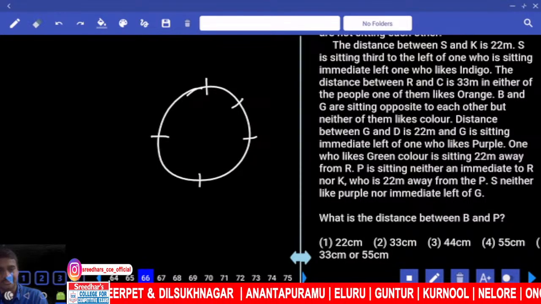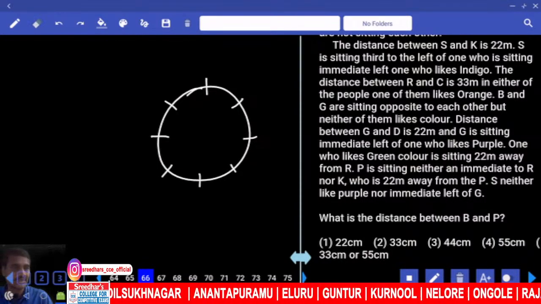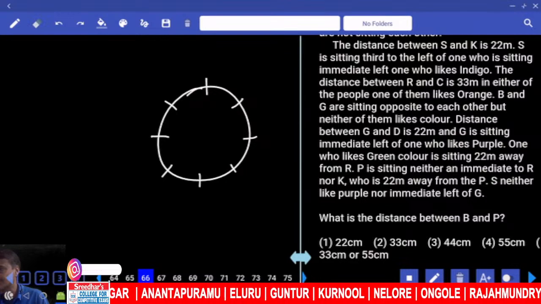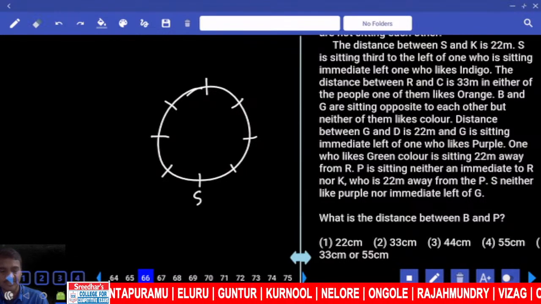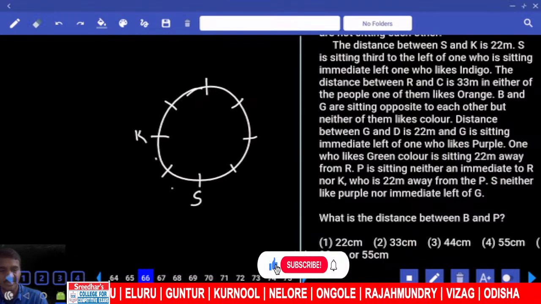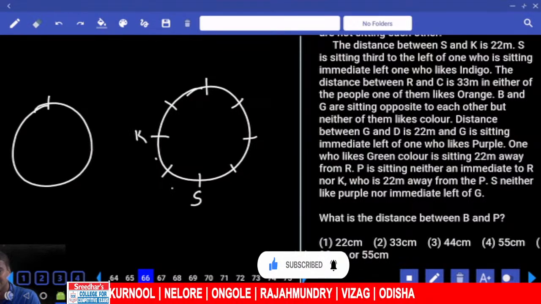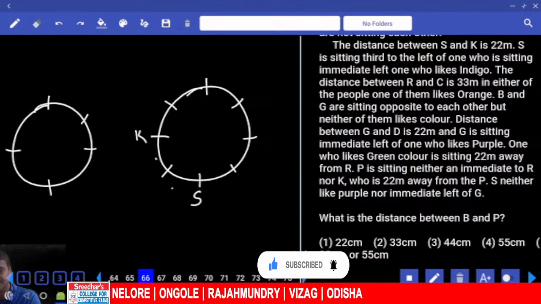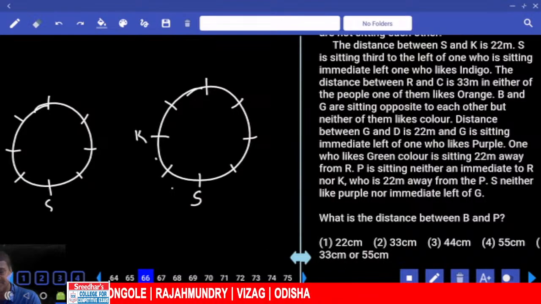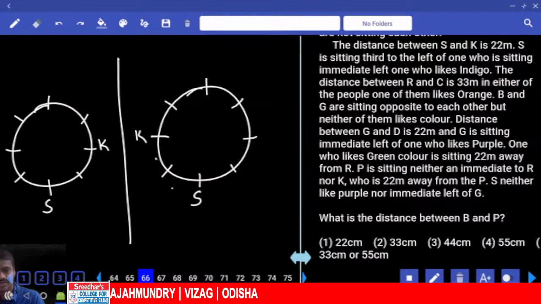Now the distance between the persons is how many meters? 11 meters. The distance between S and K is how much? S and K is 20. If S is here, K will be here. And 11 and 11, 22. Because in between S and K, how many people? There must be exactly 1. How many possibilities we have? 2 possibilities. Now if S is here, K can be either left hand side or right hand side.